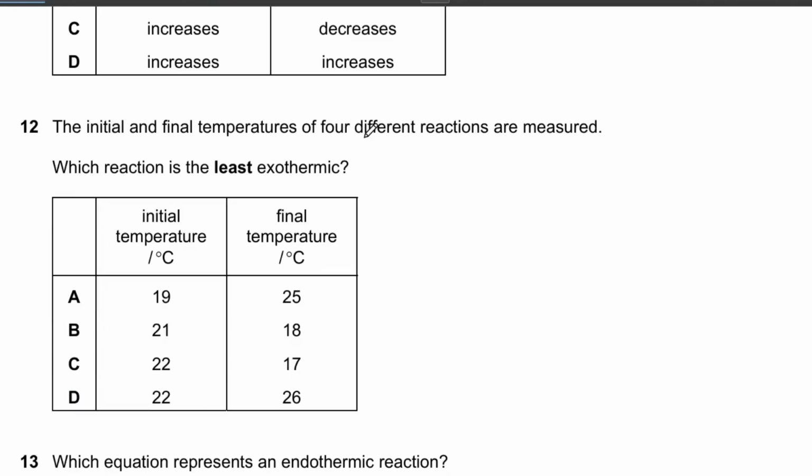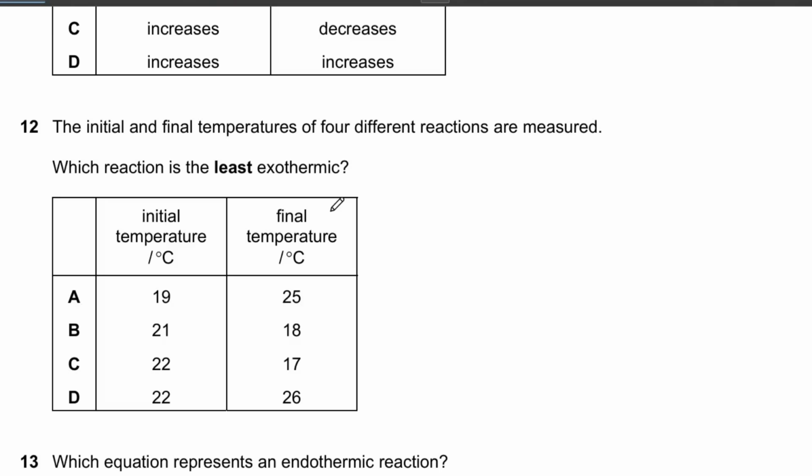Question 12. The initial and final temperatures of 4 different reactions are measured. Which reaction is the least exothermic? In an exothermic reaction, energy is released to the surroundings. So when we are looking at the least exothermic, that means the one that releases the least energy.